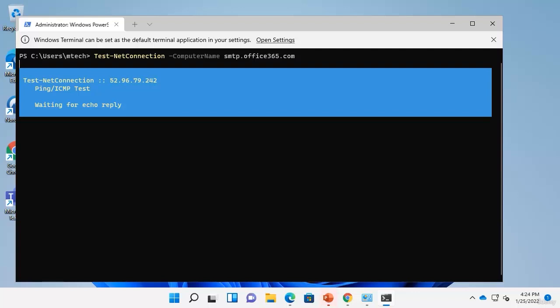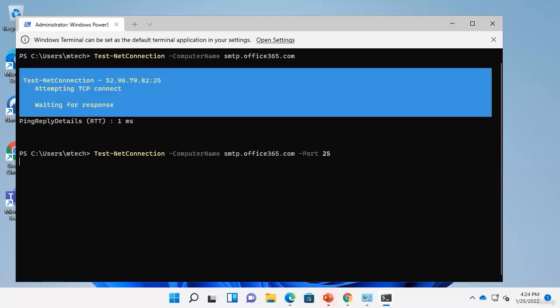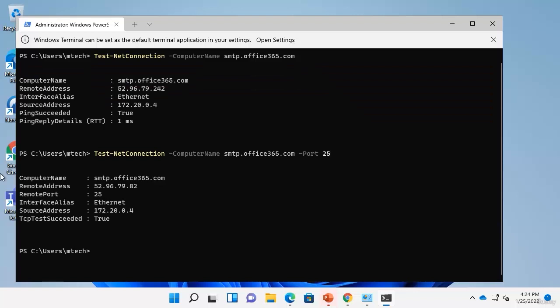Now, when you just do it that way, it will try to ping that system. And in this case, that was successful. It shows me the remote address of that machine and that the ping succeeded. But what if I want to test on a particular port? Well, this is another way of doing this. You can see, will this allow me to connect in on port 25? And it does allow you to connect in on port 25. There's the TCP test succeeded.